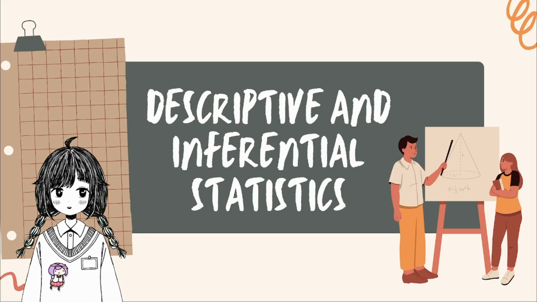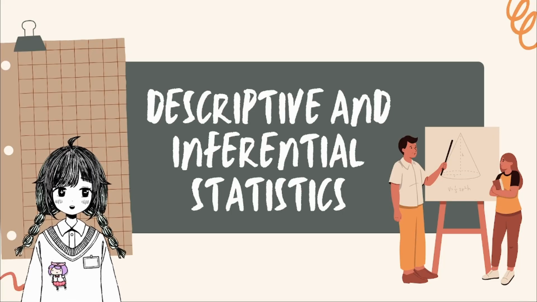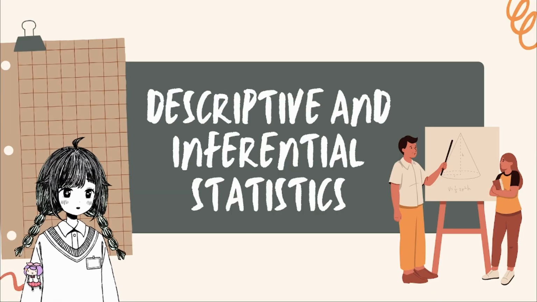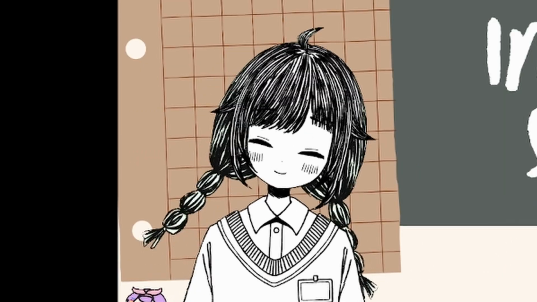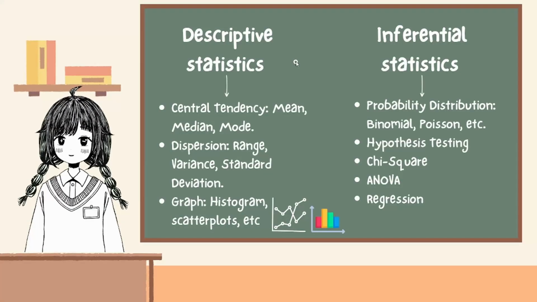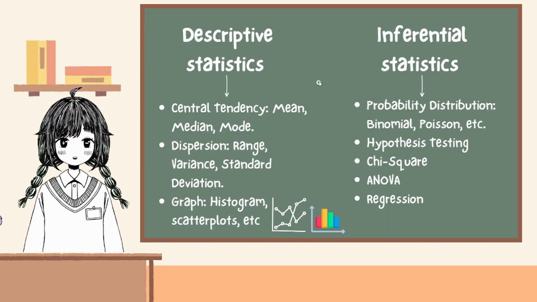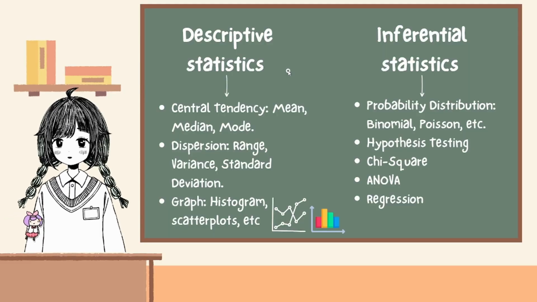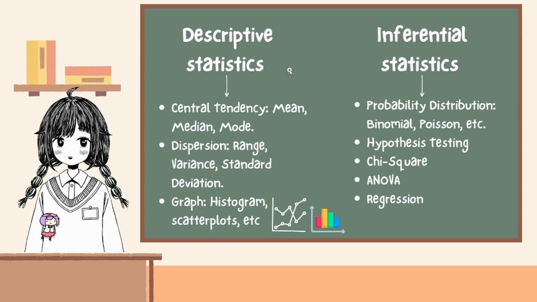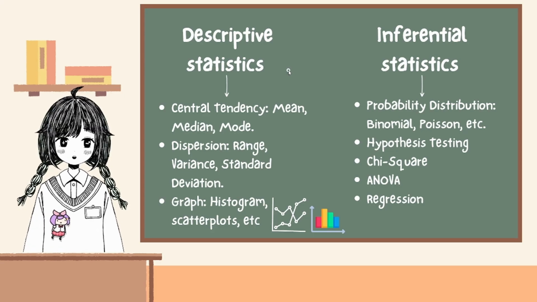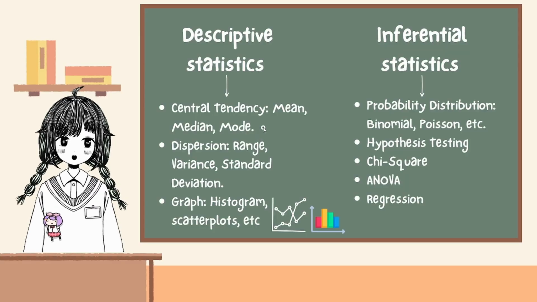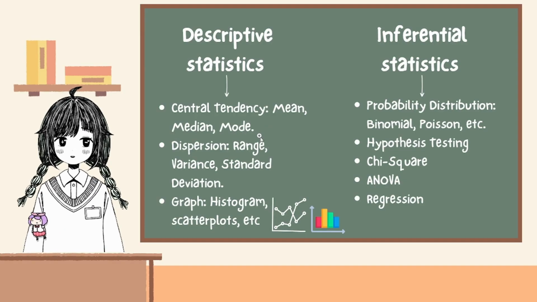Hello everyone. Today I'll be teaching you about the introduction to statistics subjects, which is descriptive and inferential statistics. Before we dive in, let's see what's the difference between them. On the left, we have descriptive statistics, and the point here is to summarize and organize data to present it in a clear way. We see here central tendency and dispersion. There's mean, median, standard deviation, etc.